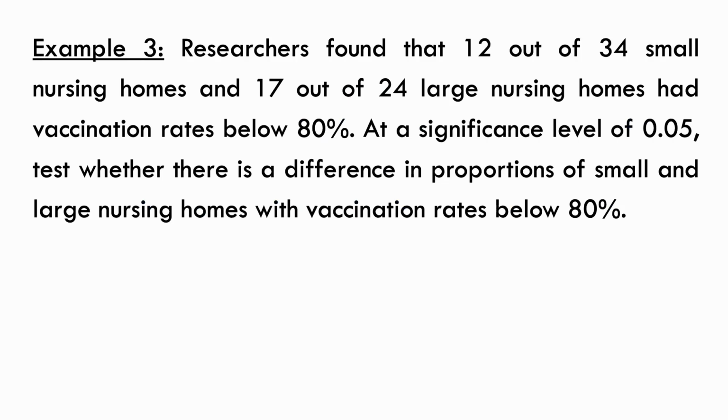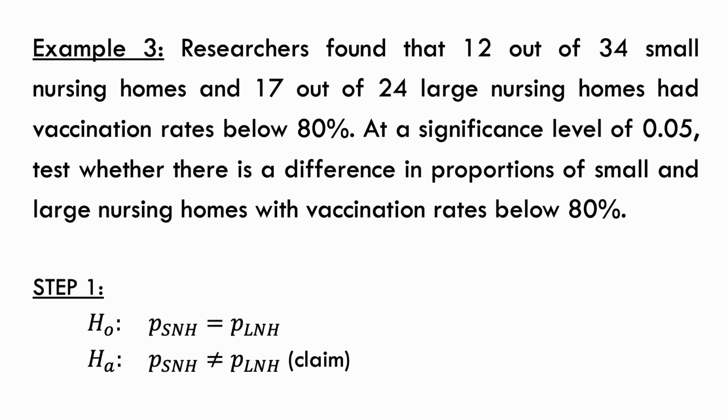Example number 3. Researchers found that 12 out of 34 small nursing homes and 17 out of 24 large nursing homes had vaccination rates below 80%. At a significance level of 0.05, test whether there is a difference in proportions of small and large nursing homes with vaccination rates below 80%. So, ito yung X1 natin, ito yung N1, ito yung X2, ito yung N2.